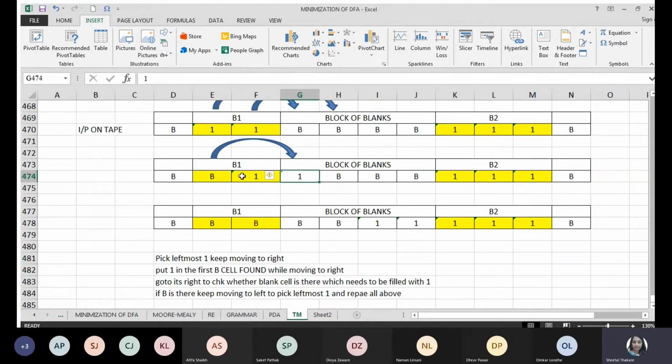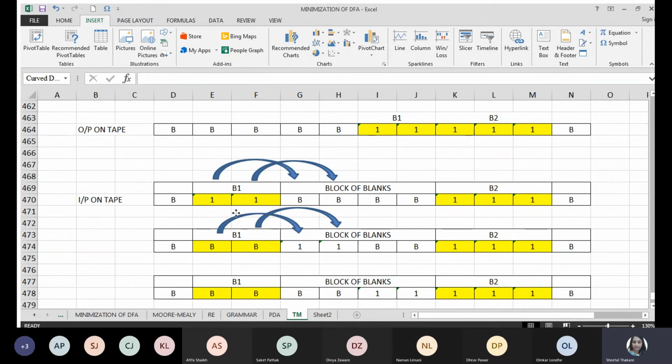So you will keep moving to left until B is encountered. As soon as B is encountered, you will go to its right. From here you will pick this one and shift it here. As this one is picked, B remains and it is placed here. How will you get to know this B? You will keep moving to the right side until you find it. Put 1 in the first B cell found while moving to right. So this is the first B you found while moving to right from this location, so you are putting 1 here. I hope this is understood.